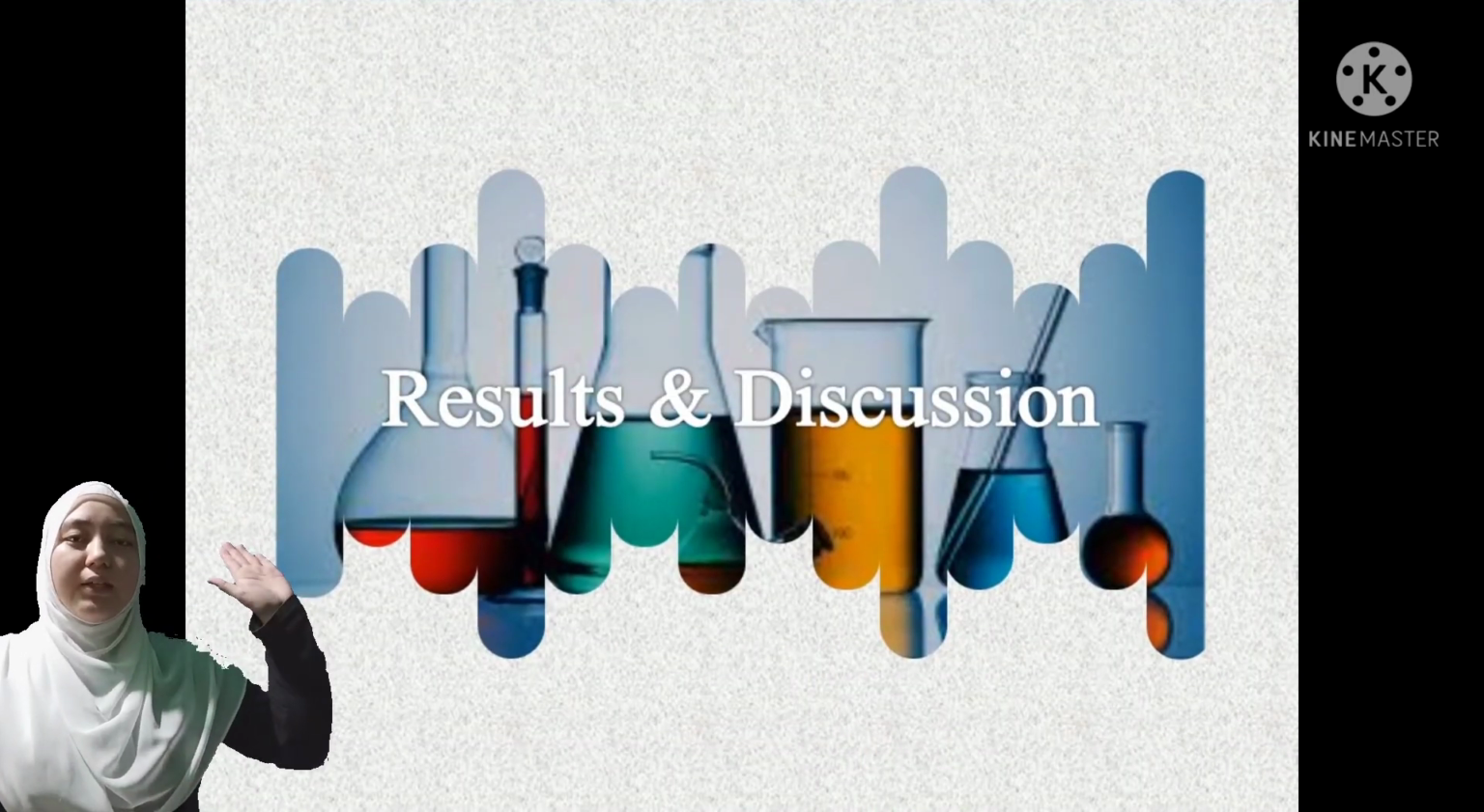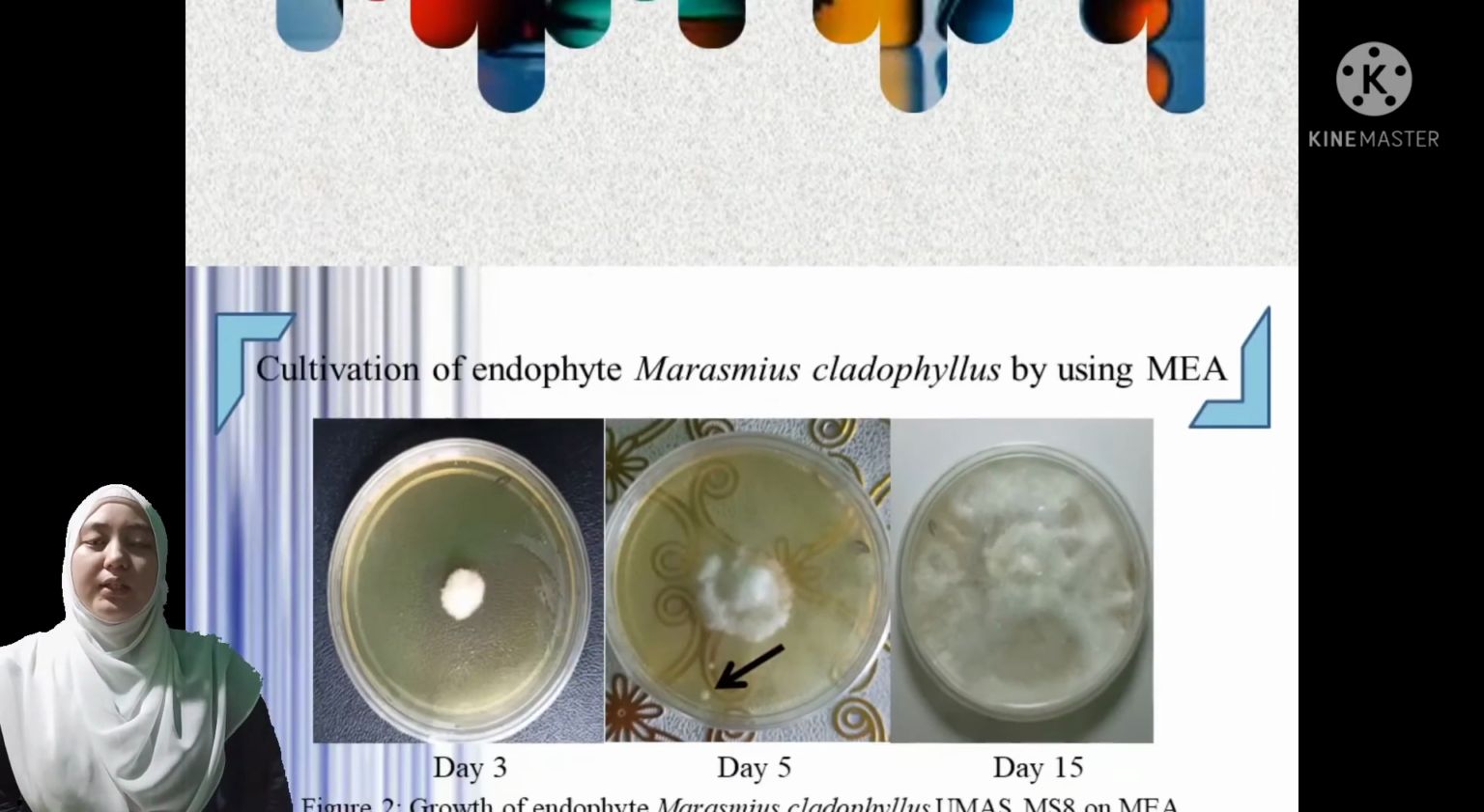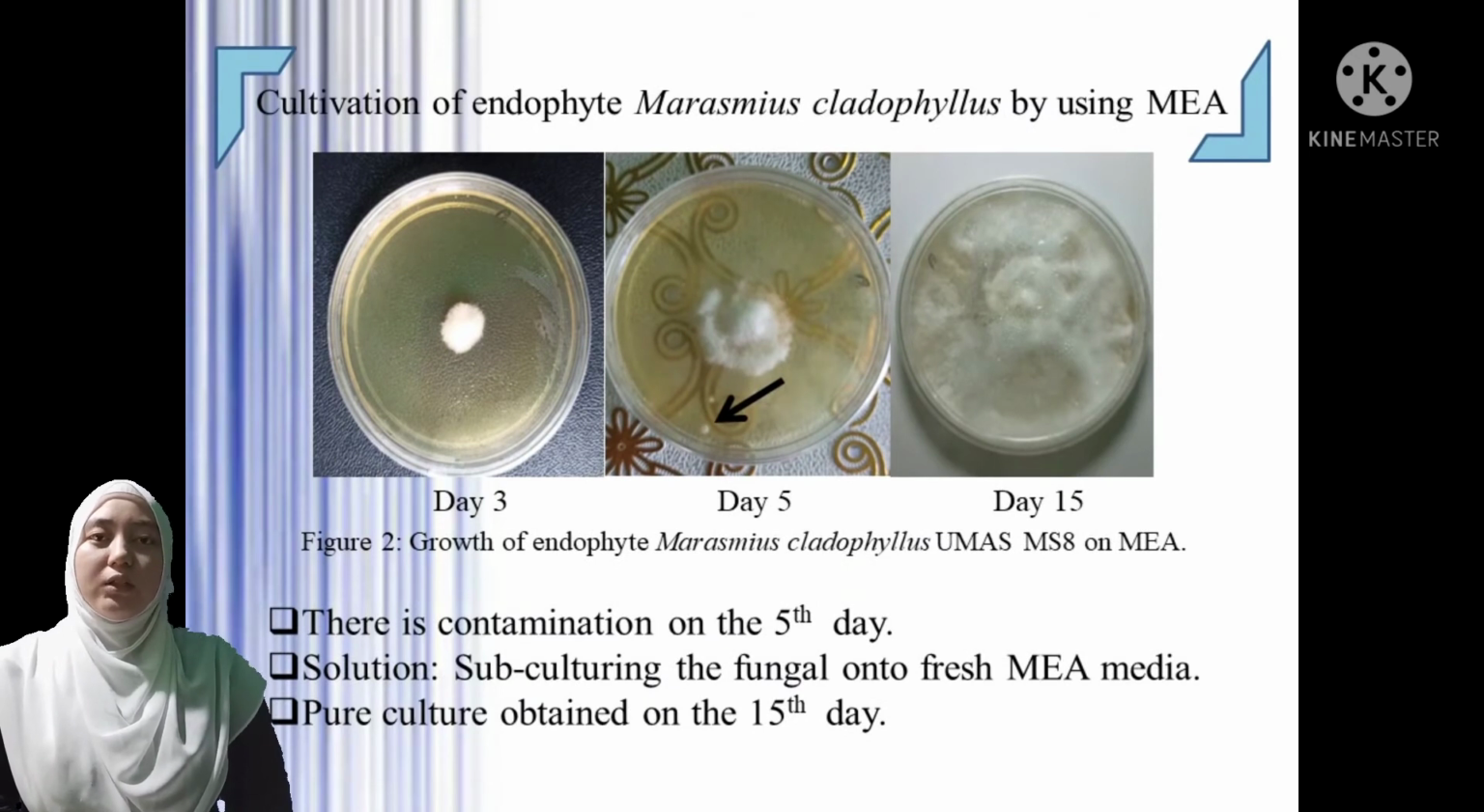Next, result and discussion. The first one is cultivation of endophyte Marasmius cladophyllus by using MEA. The growth of endophyte Marasmius cladophyllus was shown on figure 2. On the 5th day, there is contamination on the agar. It is indicated by the black arrow. The contamination problem was solved by subculturing the fungal culture onto fresh MEA media while taking precaution not to transfer any of the contaminant.